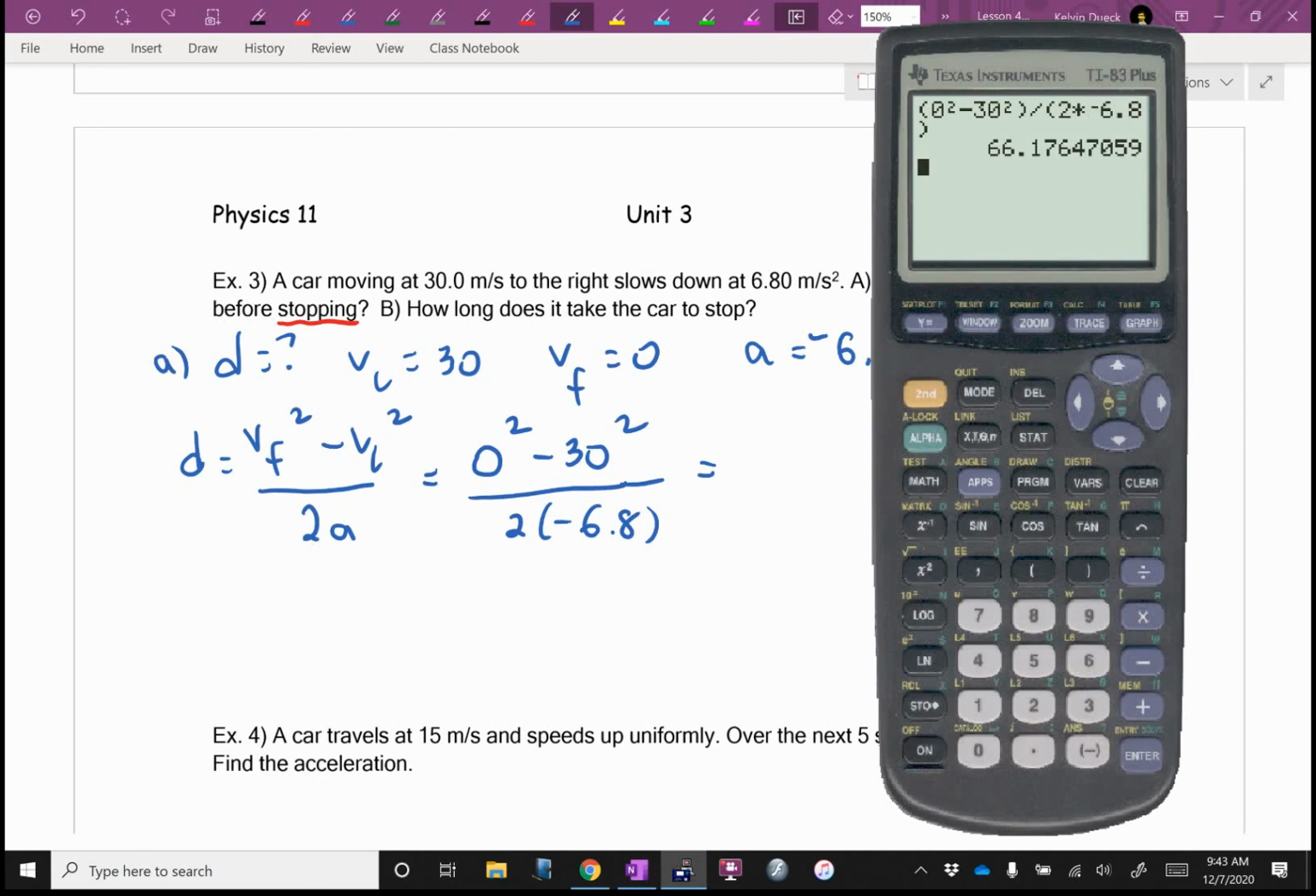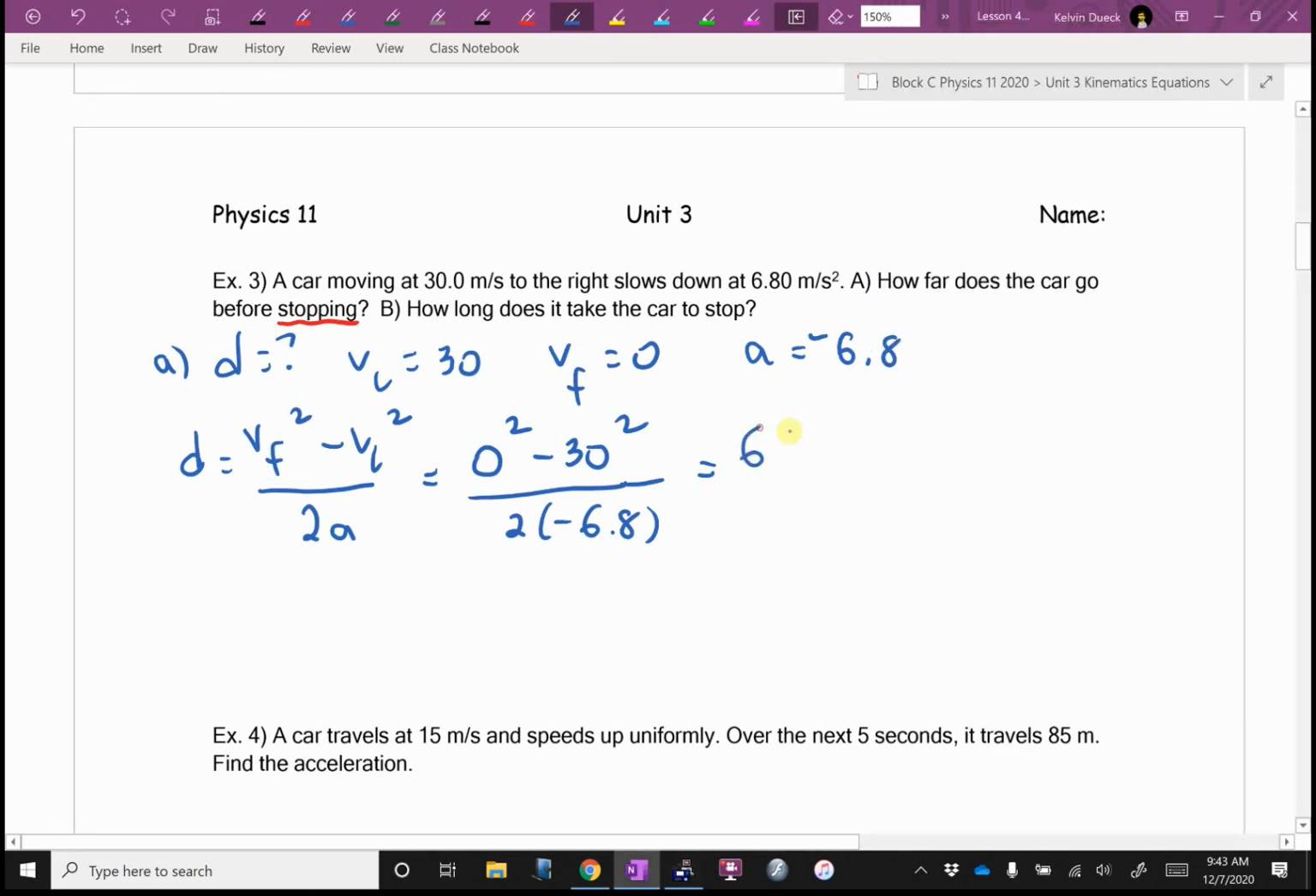You get 66.17, 66.2? Or am I wrong? No, I see people frowning. Am I right? Yeah. Units, Garrett. It's a distance, displacement. And the fact that we got a positive answer means we ended up in front of where we started.